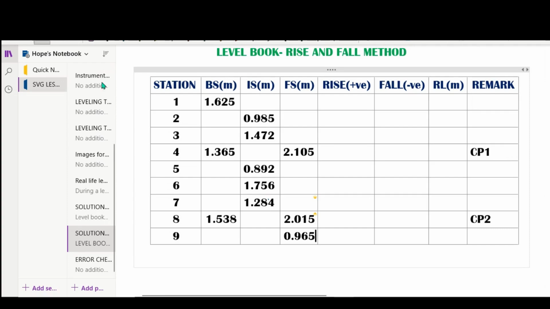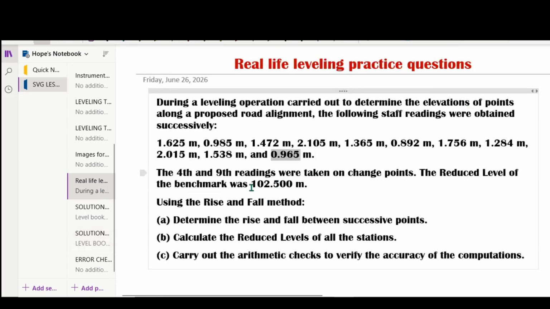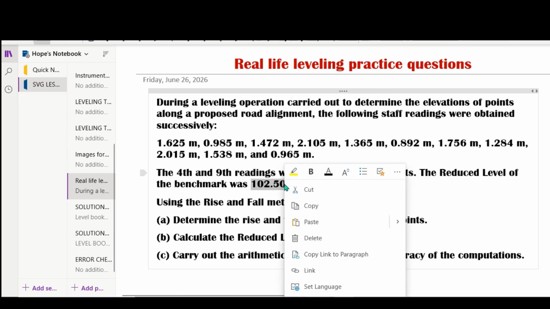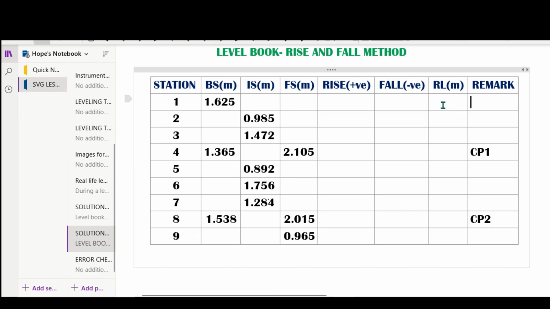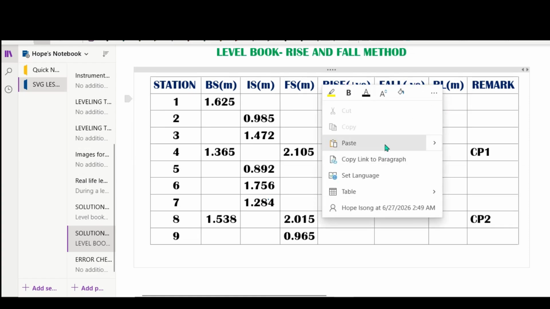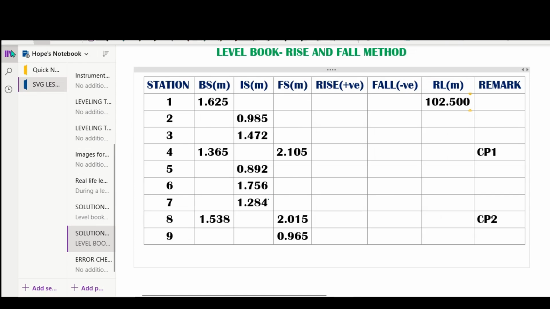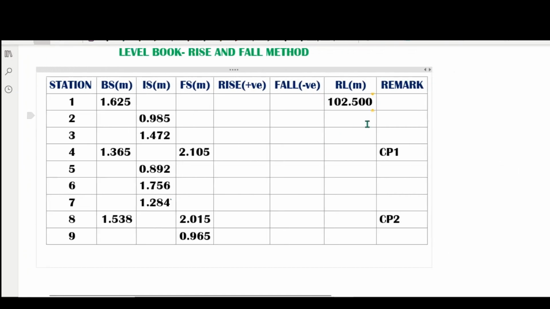Let me bring the reduced level of the benchmark. Here will be the reduced level of the benchmark, this guy. Because after doing this, I won't actually have to come back here, because the next step is to determine the rise and fall between successive points. That's all we want to do. So the reduced level of this guy will be here. Now let's go over fully to this particular window. Watch. This is my benchmark.